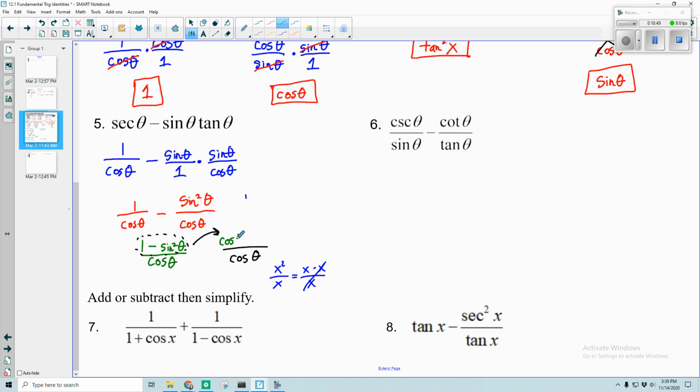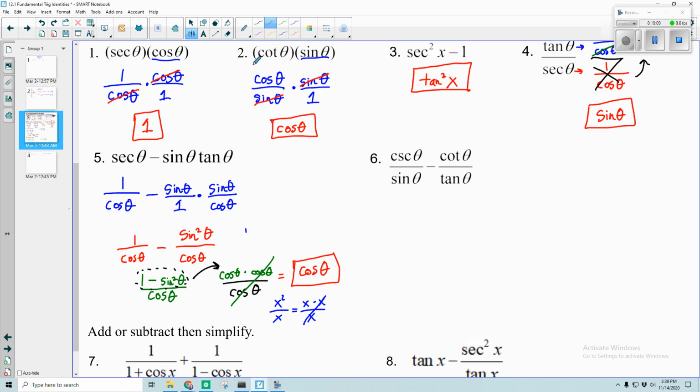cosine times cosine. So it's 2 cosines multiplied together. And I can cross them out 1 for 1, 1 in the numerator, 1 in the denominator. So all of this should simplify down to cosine. There's our one trig function that it's simplified down to.